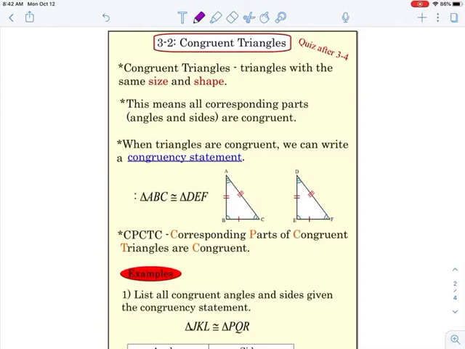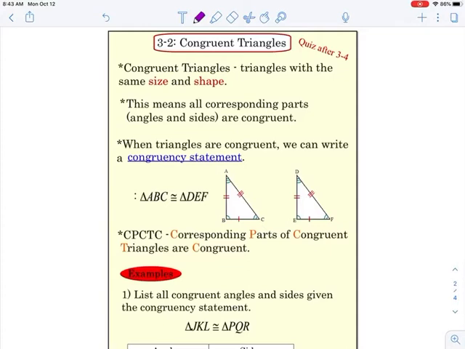So for 3.2, we're going to talk about proving triangles congruent. And you're going to have a quiz after section 3.4. Okay, and for this particular section, we're going to take some of the concepts that we learned in the last section and now apply them to proving triangles congruent.